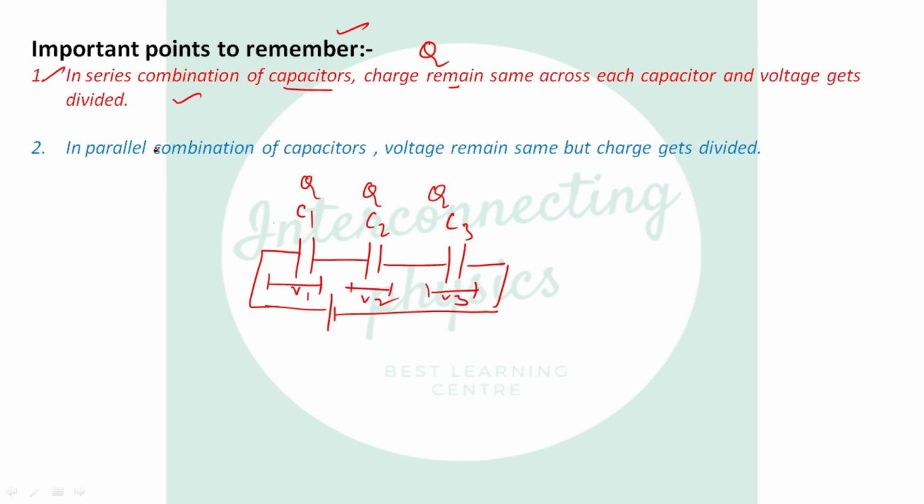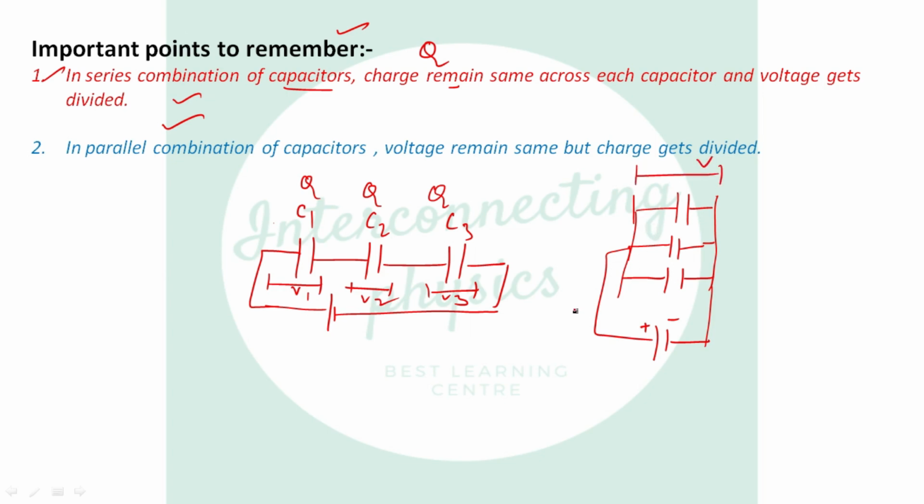If we have a parallel combination of capacitors, then voltage remains the same. Parallel combination means the left plates are connected to one terminal and the right plates are connected to the other terminal of the battery. Then they are said to be in parallel, and here voltage remains the same but charge gets divided, because at this point we have three diversions, giving Q1, Q2, Q3. So in series charge remains the same, in parallel charge gets divided. In series voltage gets divided, in parallel combination voltage remains the same.